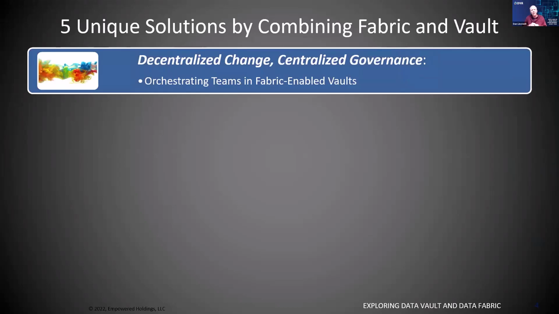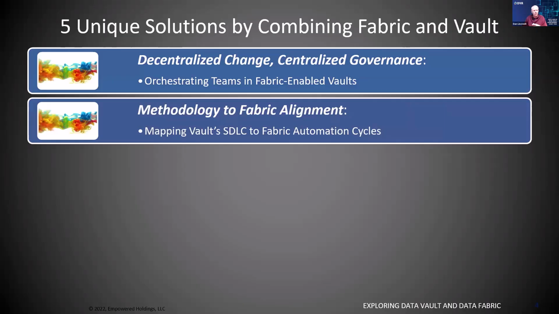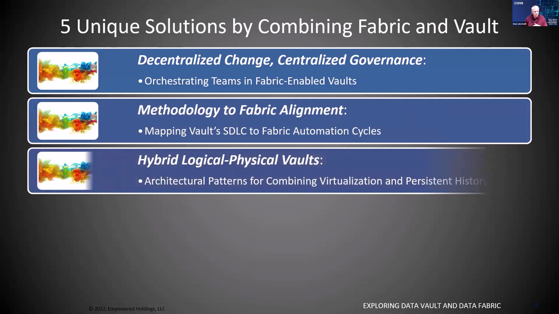So what are some of the good things? If you can combine Data Vault and Data Fabric together, which you can, you get decentralized change management from the Data Vault side and centralized governance from the Data Fabric side. You get orchestrating teams in Fabric-enabled vaults. You get methodology to Fabric alignment. You get hybrid logical physical vaults, and we started talking about that in the chat a little bit. And we've been talking about this for years, that the logical data vault model is far more important than the physical data vault model. And you see this when you implement a data vault on Google BigQuery, for example, right?